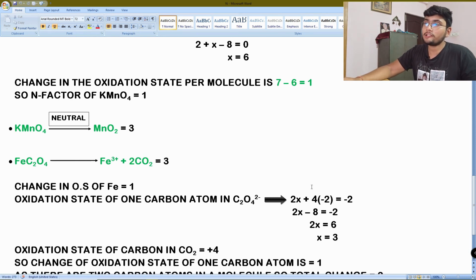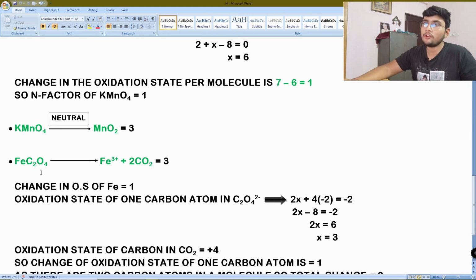Okay, so now let us calculate it. So 2x minus 8 equal to -2. Alright, so 2x equal to 6, so x equal to 3. Alright, so a single carbon atom in the oxalate ion will have a +3 oxidation state. Okay, it will have a +3 oxidation state.